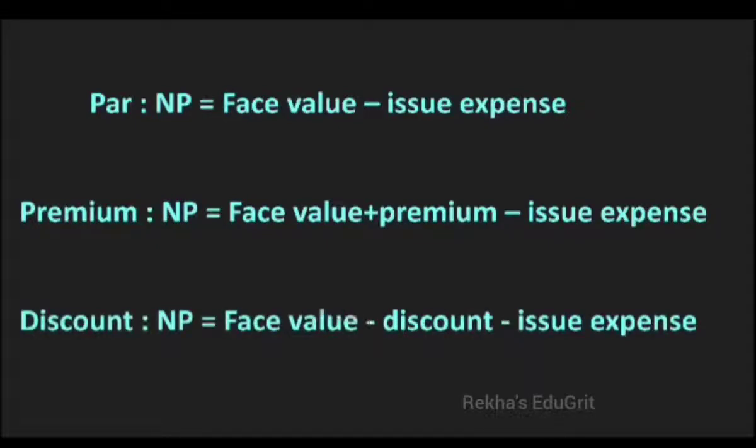Next we will see when the shares are issued at a discount. A share is issued at a price lower than the face value of the share, and the discount allowed is a loss to the company. Hence, the net proceeds have to be calculated as face value minus discount minus issue expenses. Here the issue expenses can be flotation cost, agency cost, brokerage fees, anything.